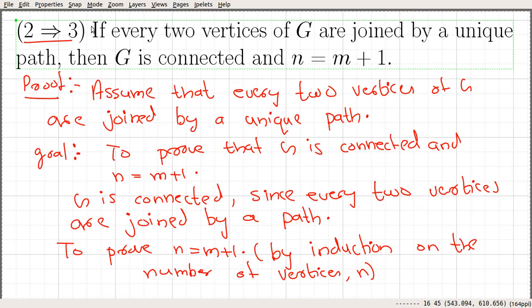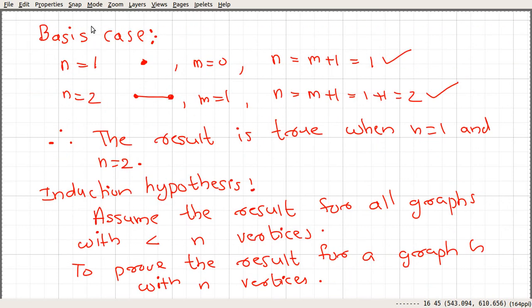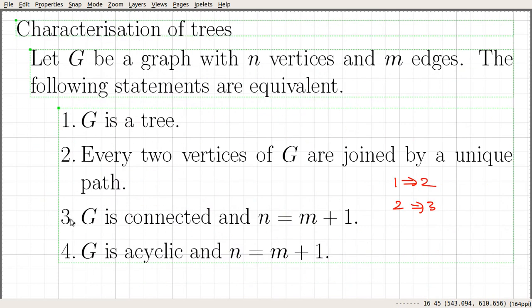We proved 2 implies 3. In the next video we will prove the other implications, 3 implies 4 and 4 implies 1. Once we are done with that, then we have our equivalence.